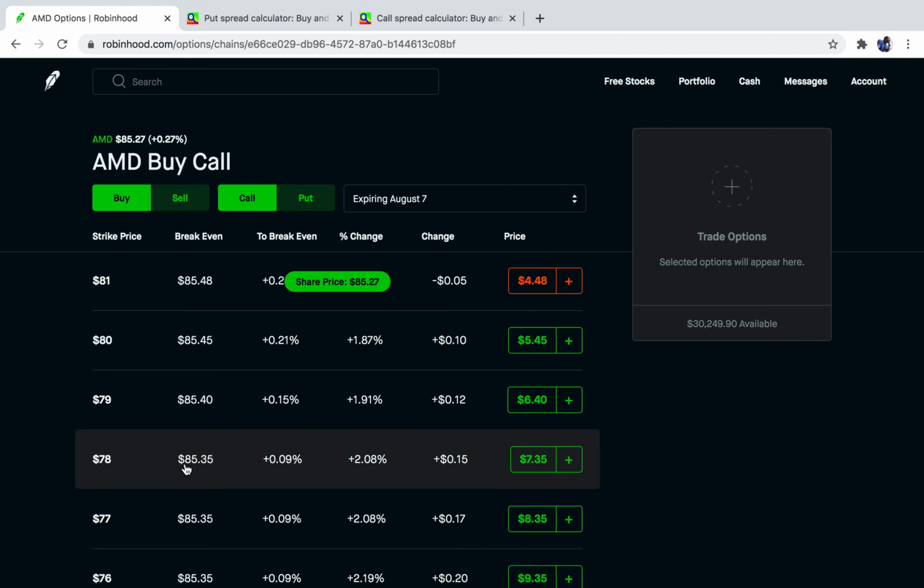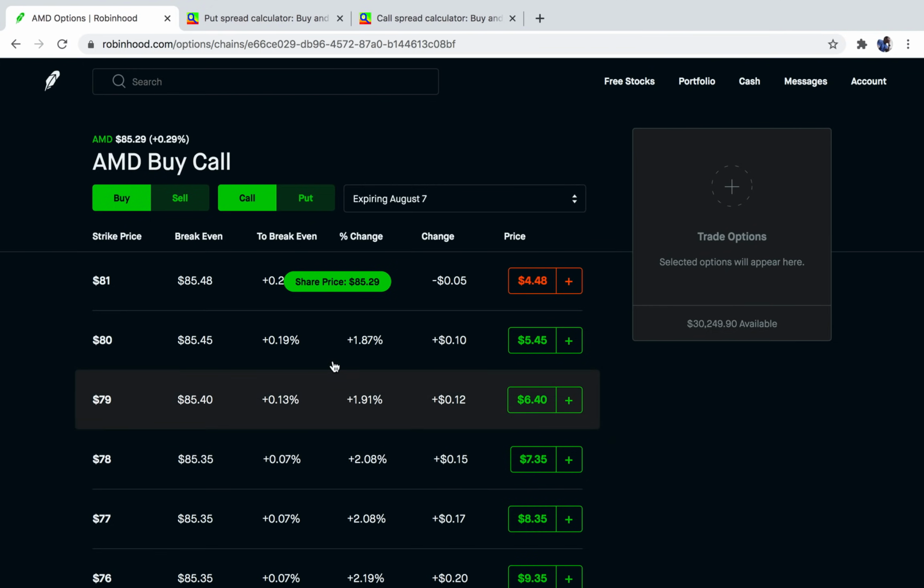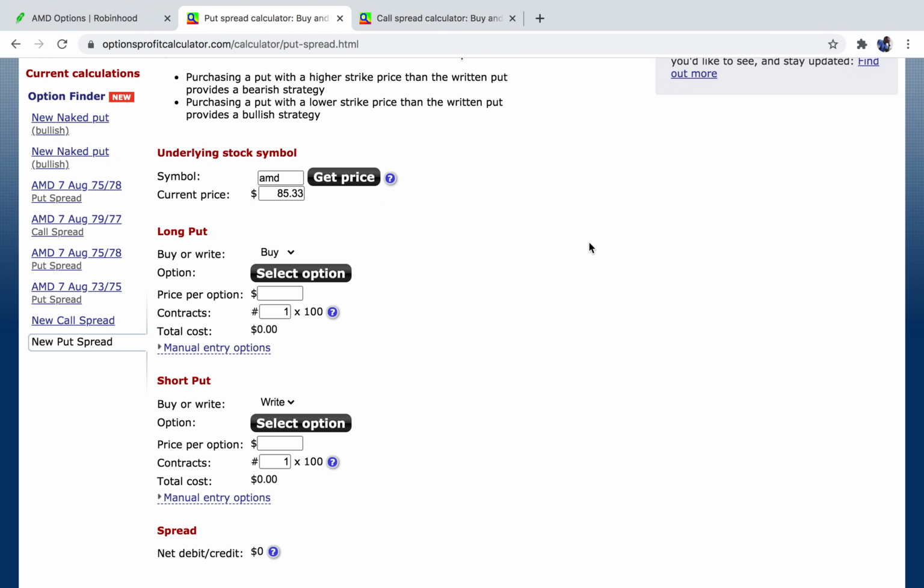And so let's try to understand what the differences are between a put credit spread and a call debit spread, because keep in mind these are both bullish strategies, right? And you're going to see this here pretty soon. But which one is better, right? And why do I prefer the call debit spread? Well, let's head on over to the options profit calculator.